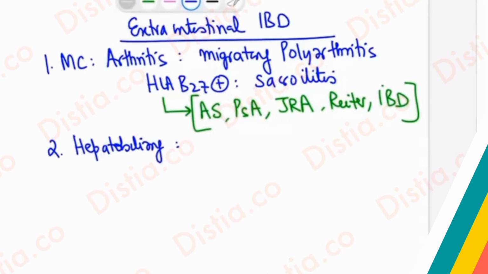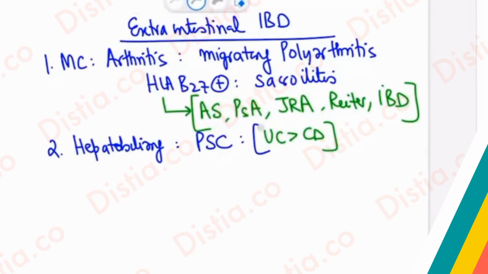Then you will read about hepatobiliary associations here. One of the important hepatobiliary manifestations is primary sclerosing cholangitis, and the incidence of this is more in ulcerative colitis as compared to Crohn's. So in the earlier part of the discussion, I was teaching you that it is toxic megacolon that is more common in ulcerative colitis. Now PSC has been added.